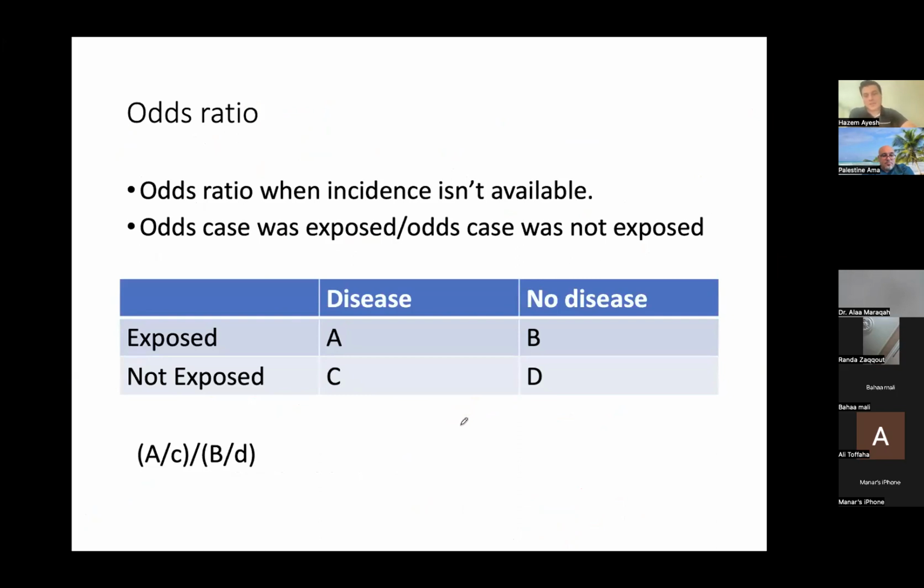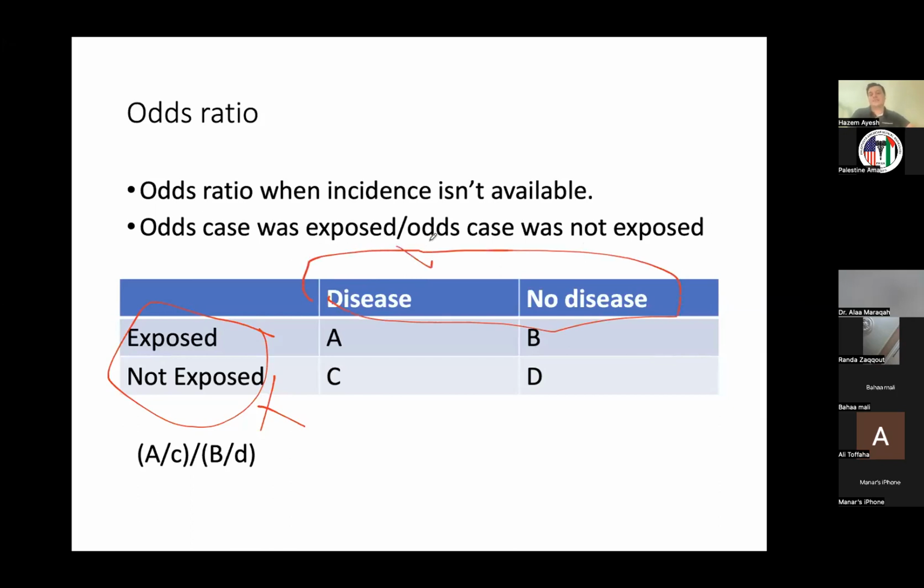And the odds ratio, again, just as a refresher, here we have a 2 by 2 table. The X is the independent variable. It's on the left side. The Y is the dependent variable, the disease or no disease. So this is the X, this is the Y. Then we will have to try to understand, so what's the odds ratio?